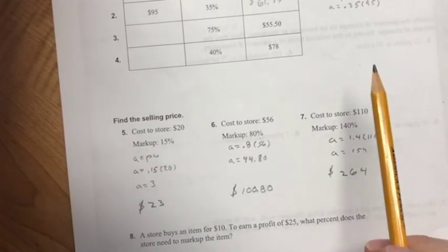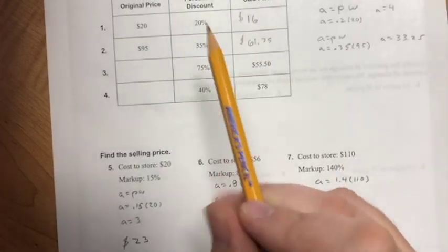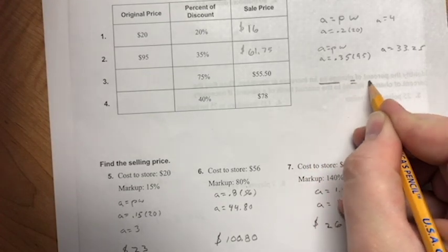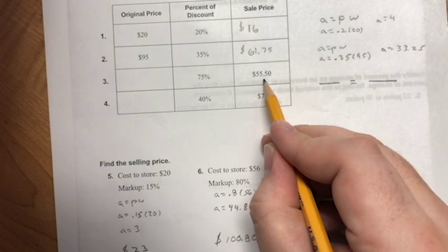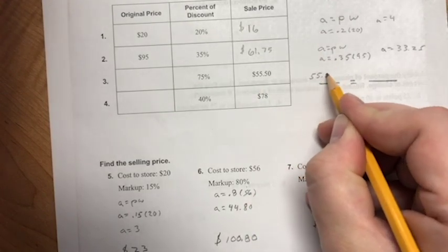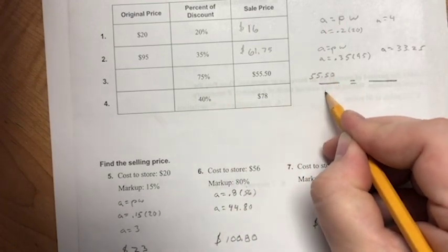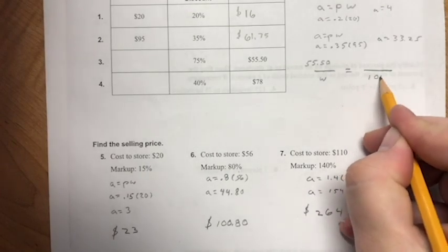So let me explain to you what I mean by that. In this particular one, I'm going to set up a little bit of a proportion over here to the side, and it says that my sales price is $55.50. That's my cost. That's how much I am going to pay. My job is to try to find the original price, which we'll leave as W according to our notes. And then this would be 100.